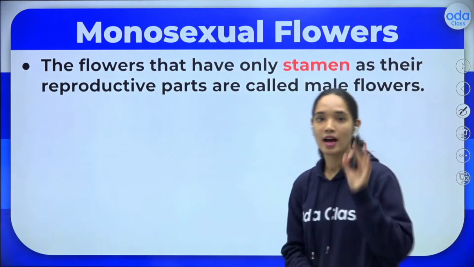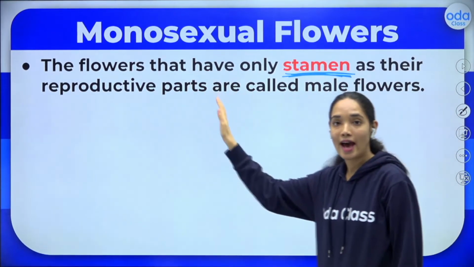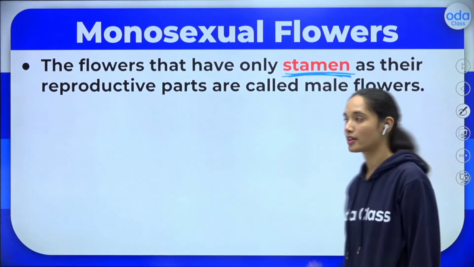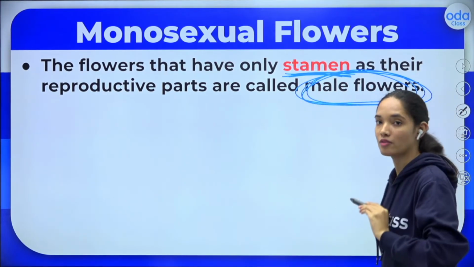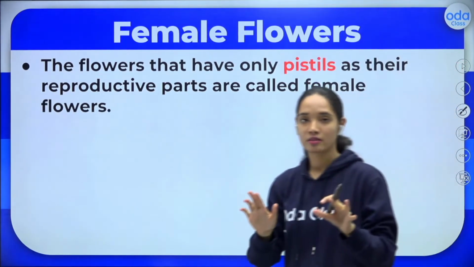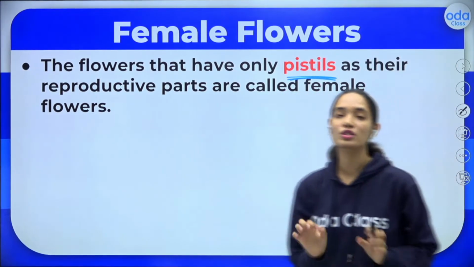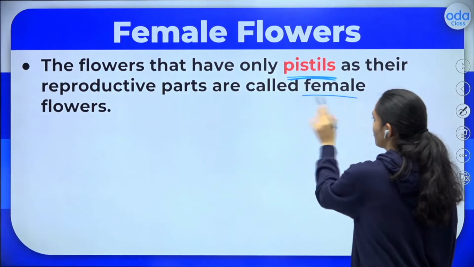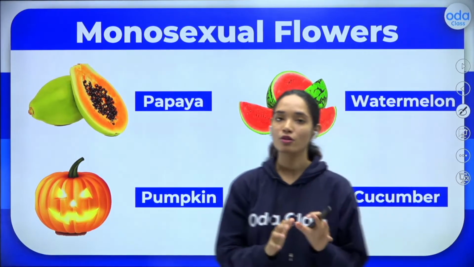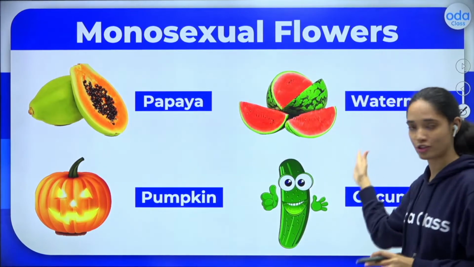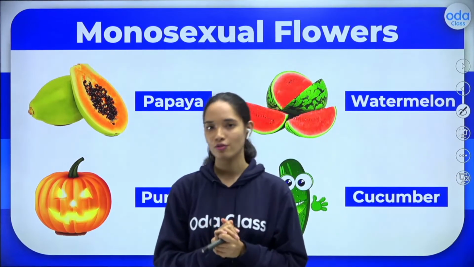When the flowers have only stamen as their reproductive part, those flowers are male flowers. Similarly, if a flower has only pistil as its reproductive part, those flowers are considered female flowers. The examples of monosexual flowers are papaya, watermelon, pumpkin, and cucumber.